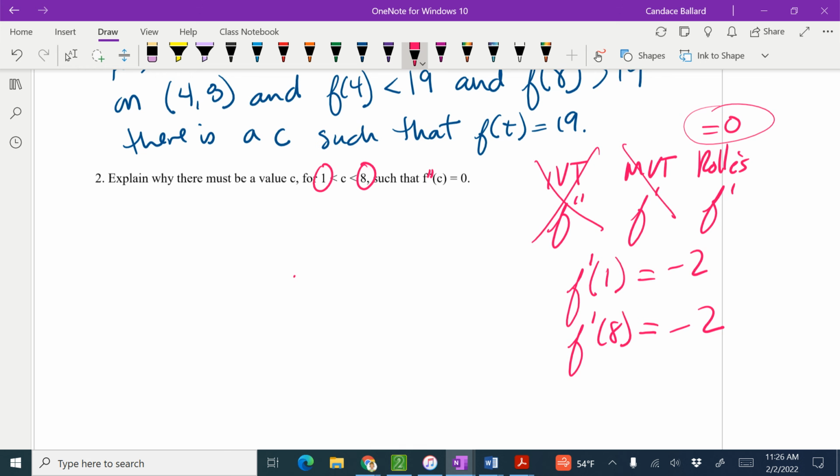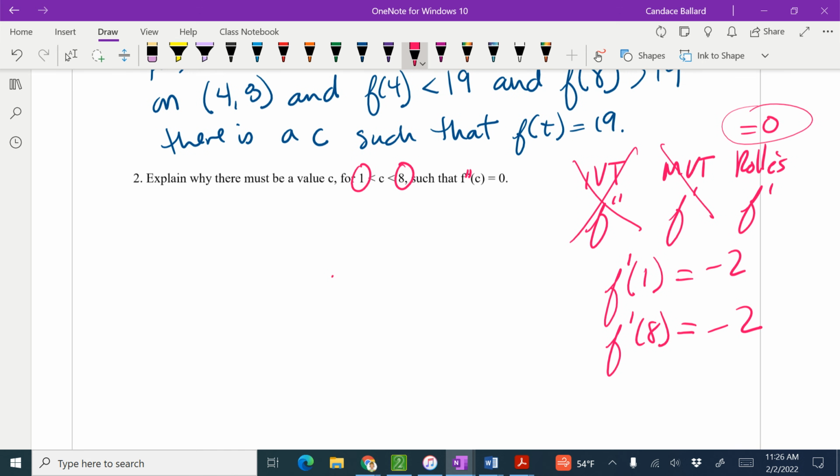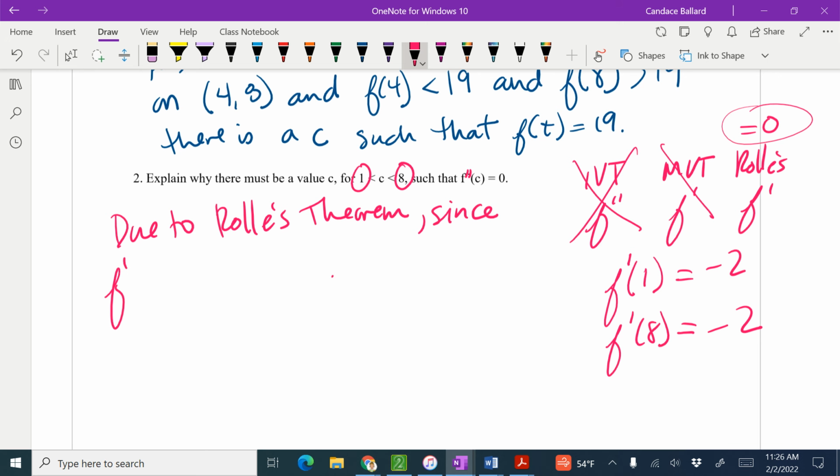Okay? So this is the sentence frame. Okay? So this one says, due to Rolle's theorem, since f prime is Rolle's theorem, again, you have to show that it's both continuous and differentiable. What word takes care of both of those? Differentiable. So f is differentiable, and we had that as part of our original stem of the problem.